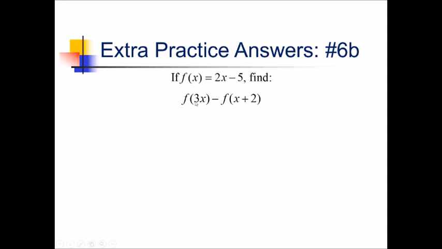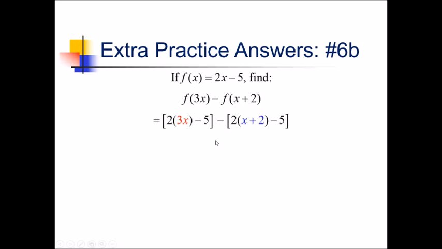So f of 3x, I'm taking the x in the original function, and instead of doing 2 times x minus 5, I'm doing 2 times something minus 5. So 2 times 3x minus 5. And I'll do that in a bracket here just to keep it separate from everything else that's happening. Now I'm going to do a minus bracket with whatever f of x plus 2 looks like. So f of x plus 2, now instead of doing 2 times x minus 5, I'm doing 2 times parentheses x plus 2 minus 5.